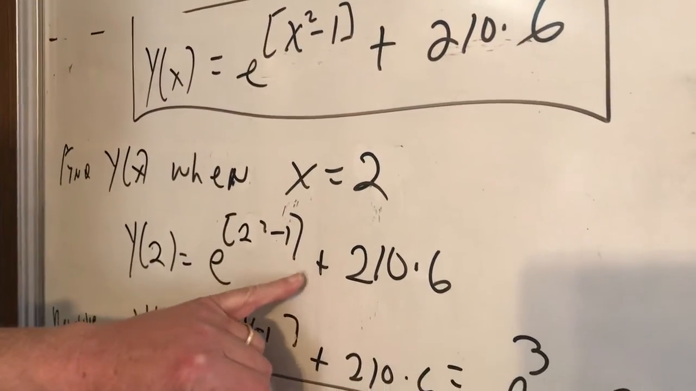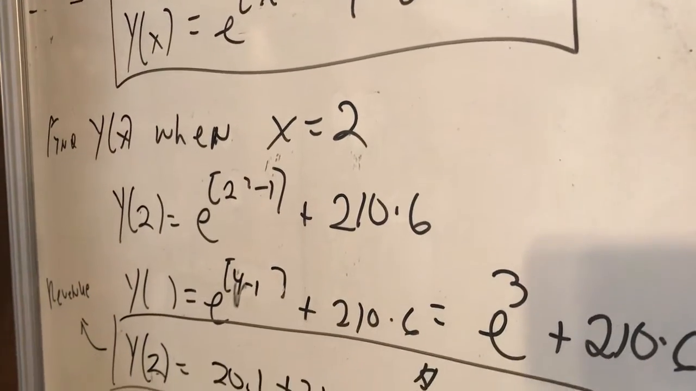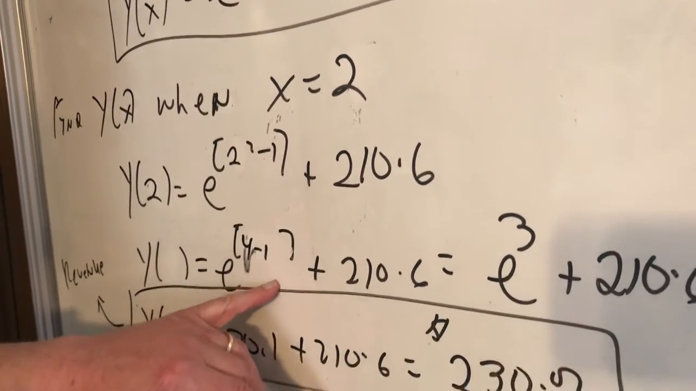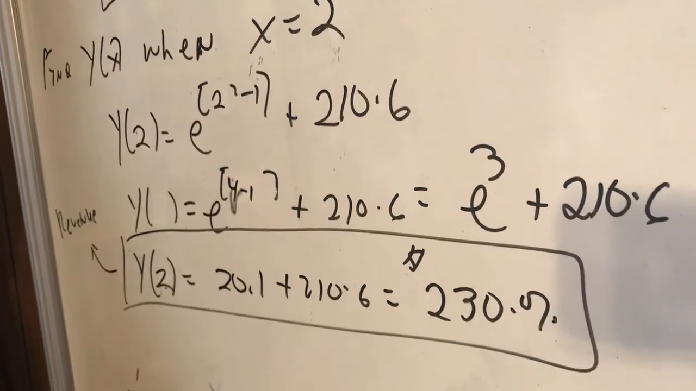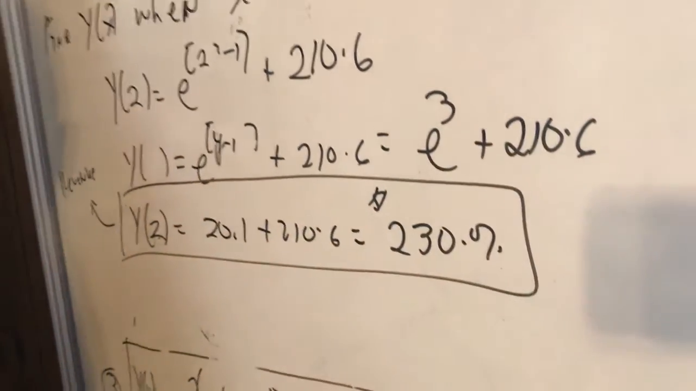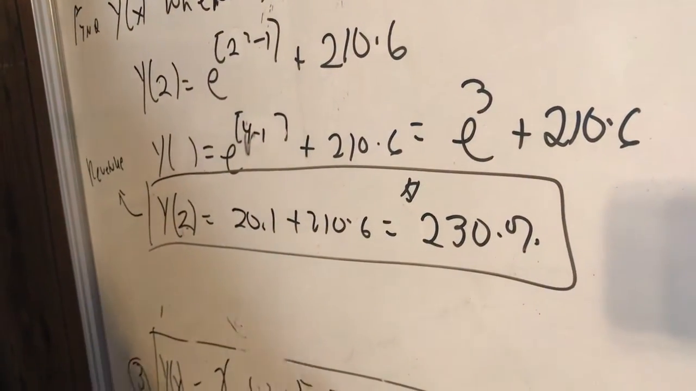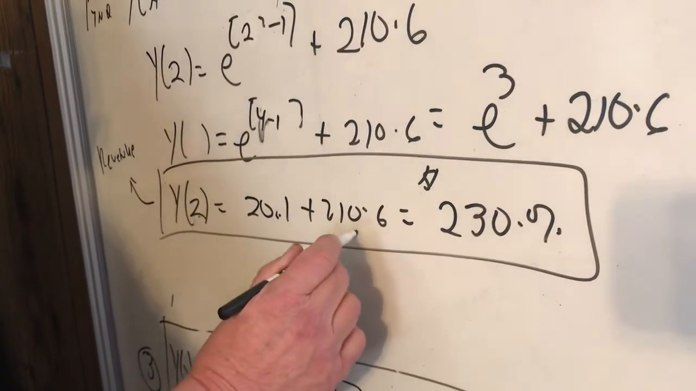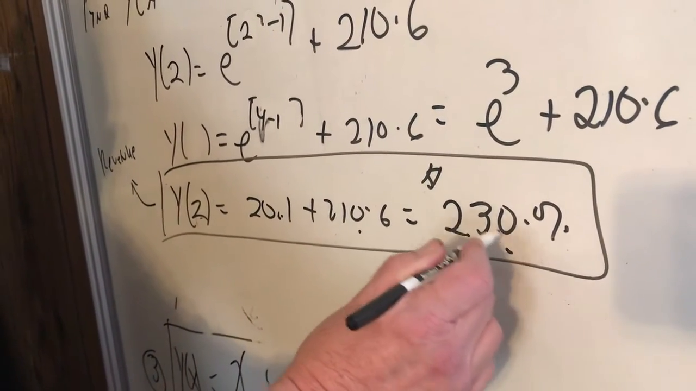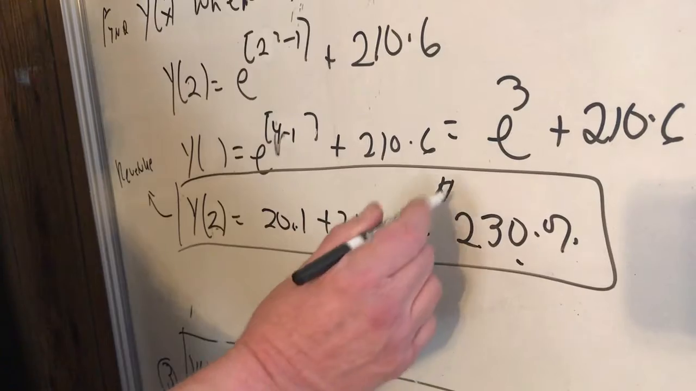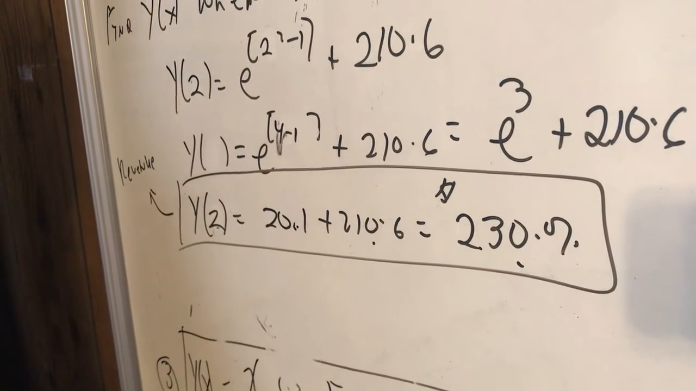2 squared minus 1 plus 210 minus 6. That's e to the 4 minus 1 plus 210 minus 6 equals e to the third plus 210 minus 6. E to the third is 20.1 plus 210 minus 6, and my answer is 230.7. If that's revenue, that would be in dollars.